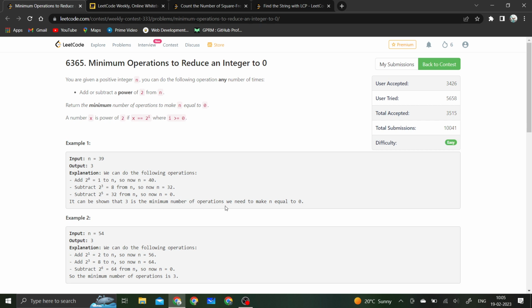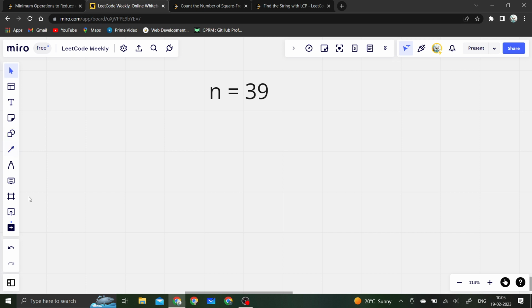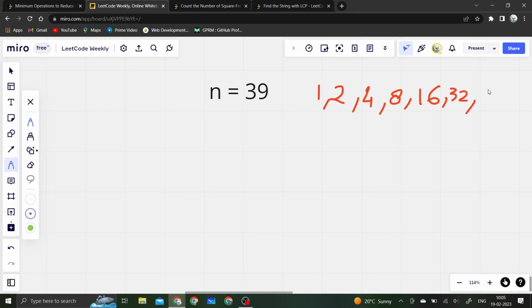Now let's see what else can we do. Is there only this way to do it? Okay, so first let's write down the powers of 2 here. 1 is also a power of 2, 1, 2, 4, 8, 16, 32 and 64, right? So these are the powers of 2. So now let's see, we have 39 here.